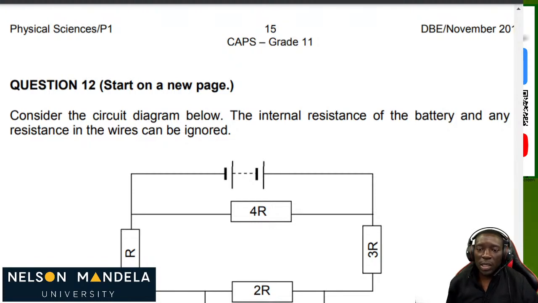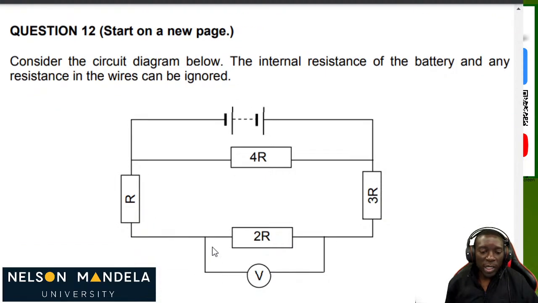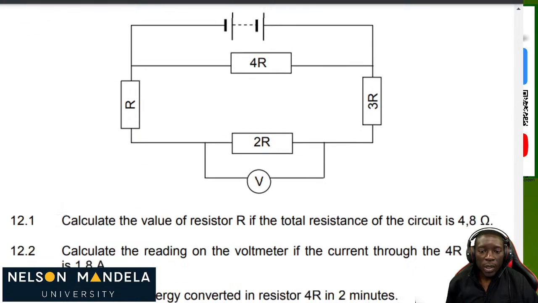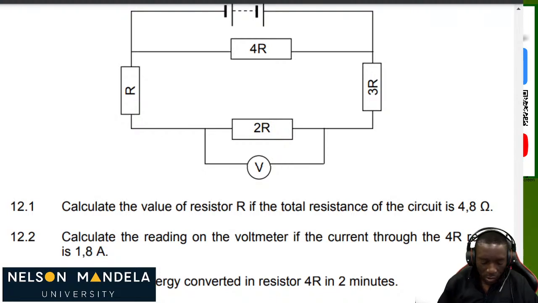If we are not considering the internal resistance of that battery, which is shown here, right? That's the battery. And we have a resistor, which is 4R, another resistor, 2R, another resistor, a 3R, and the fourth resistor is just R. A voltmeter is connected across the 2R resistor. So that's basically what the diagram is showing there. And from the diagram, the first part simply says calculate the value of the resistor R if the total resistance of the circuit is 4.8 ohms.